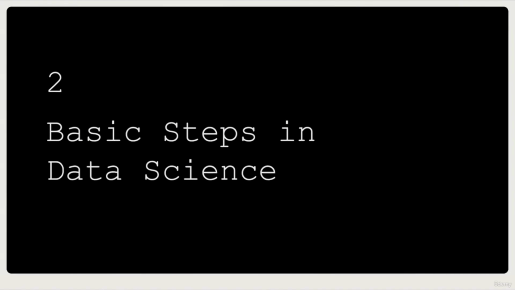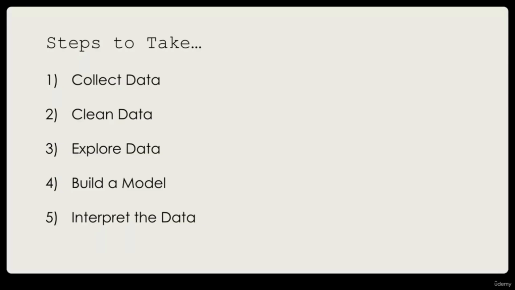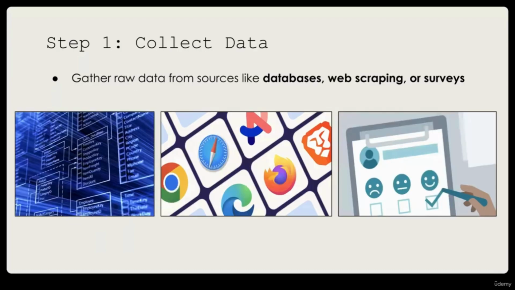All right, so let's go ahead and dive into the basic steps of the data science process. First, let's look at this overview of all the steps that we're going to be needing to take. First, we'll be collecting our data. Second, we'll be cleaning it up. Third, we'll be exploring it. Fourth, will be to build a model. And fifth, will be to interpret or analyze this data.